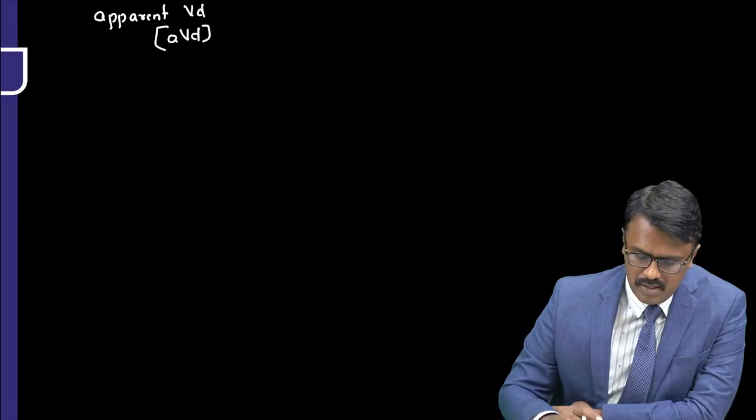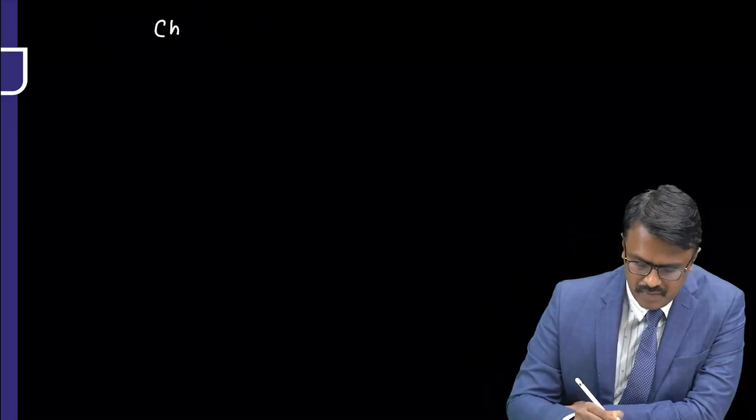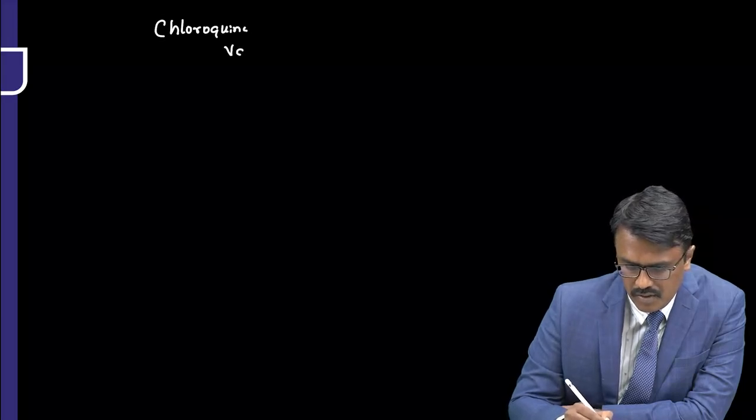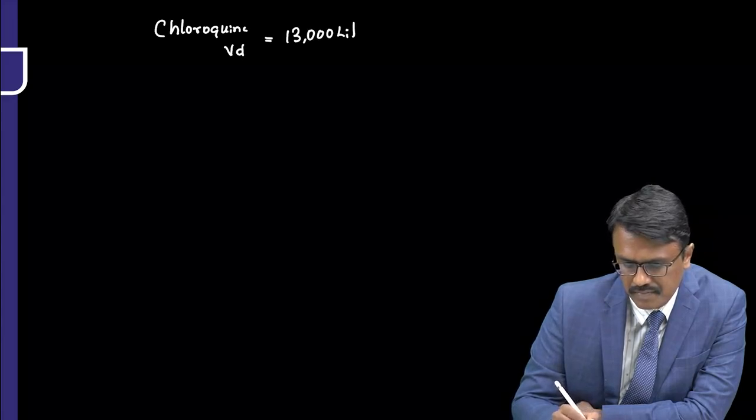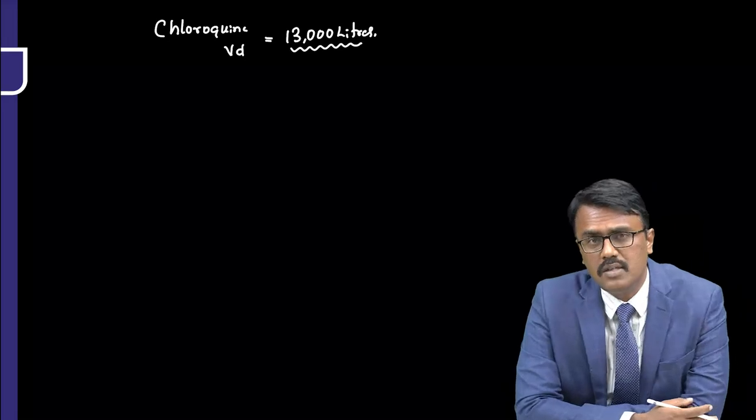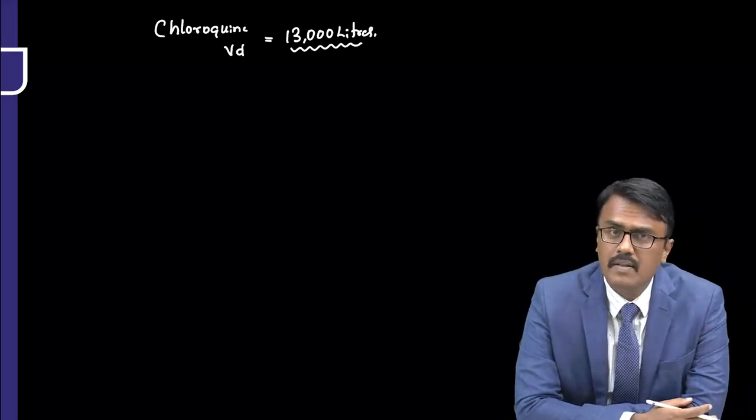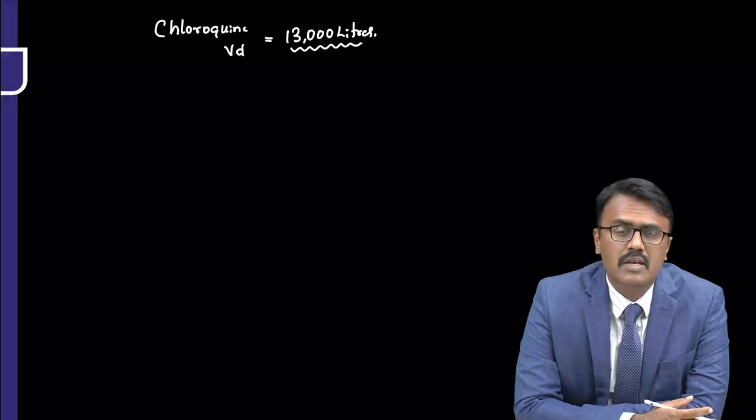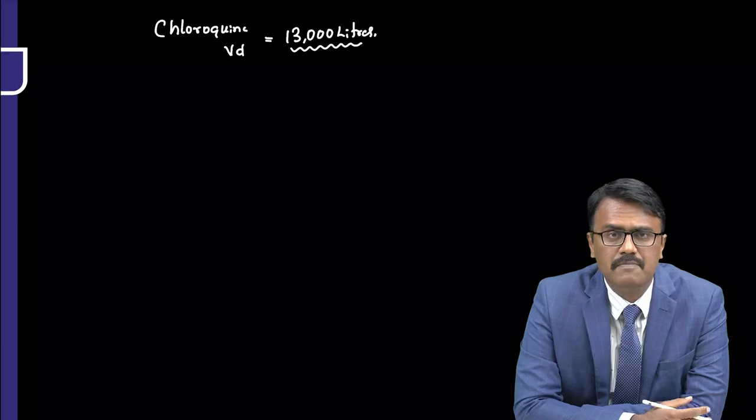Now you all know a drug by the name chloroquine. Chloroquine has a volume of distribution of around 13,000 liters. Then what do you mean by that? The meaning is simple. The drug is not staying in the plasma. It is staying outside the blood vessel. That means if the volume of distribution values are more and more, the drug is going out. It is not staying in the blood vessel.